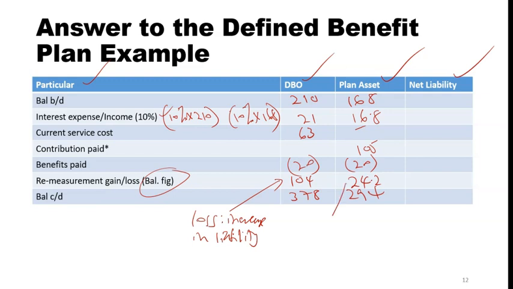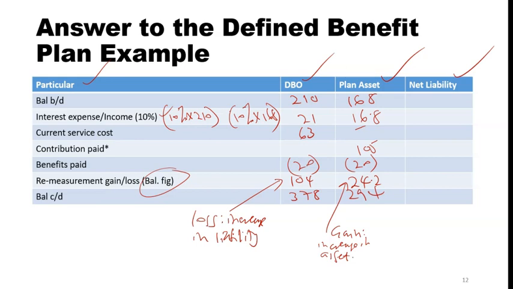So this one, is it a gain or a loss? Because this is an asset, there was a gain. Okay, gain or increase in asset. Now we can safely do the net liability column.